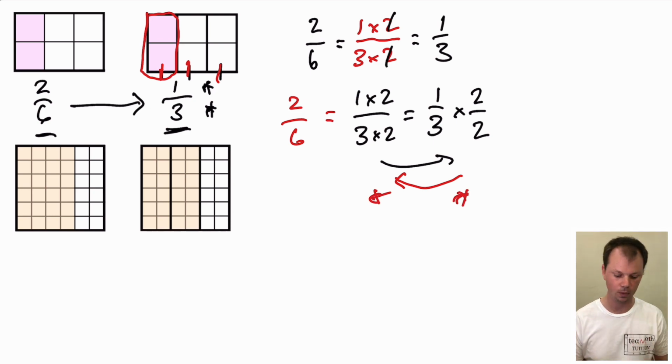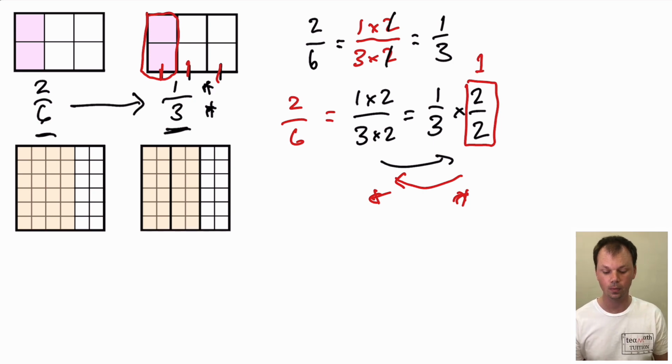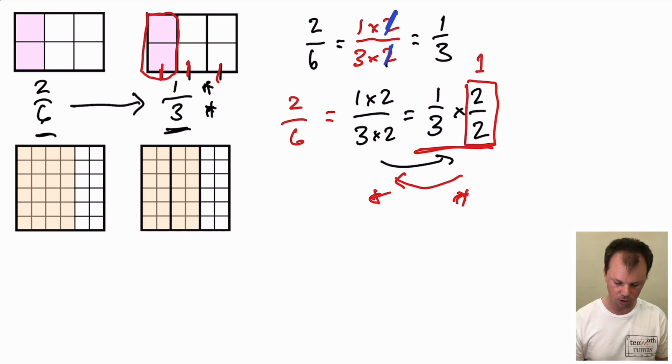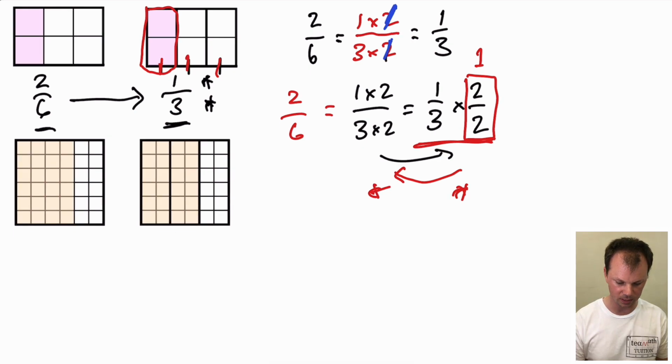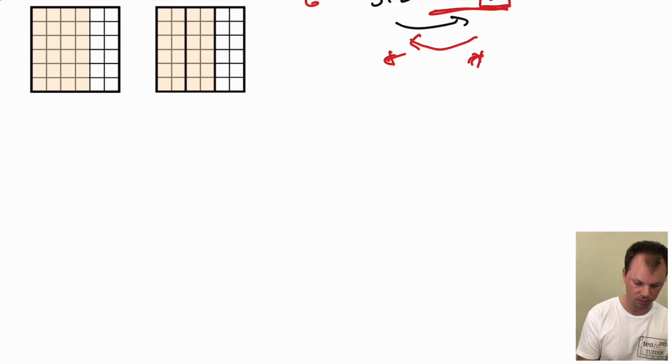Because they're both equal. Now the purpose of writing it in this form is that it makes it really obvious, because 2 divided by 2 is just 1. And anything multiplied by 1 is itself. So 1/3 times 1 is just 1/3. So in simplifying, instead of writing out this step, we can just cancel the 2's out up here and we're left with 1/3.